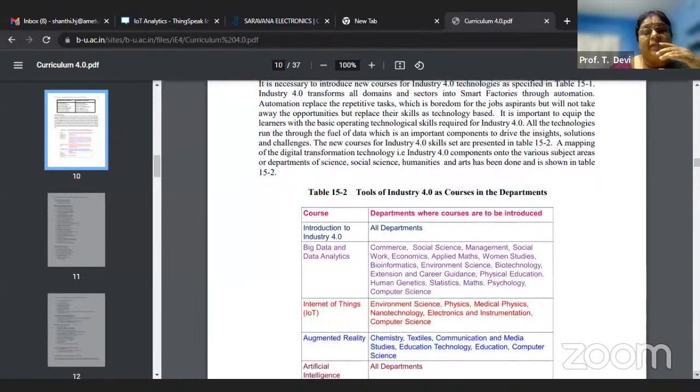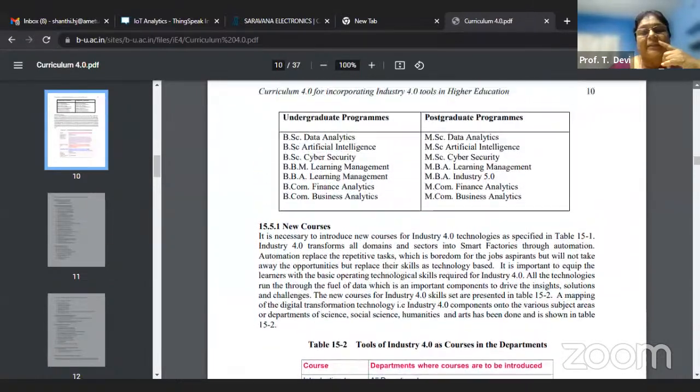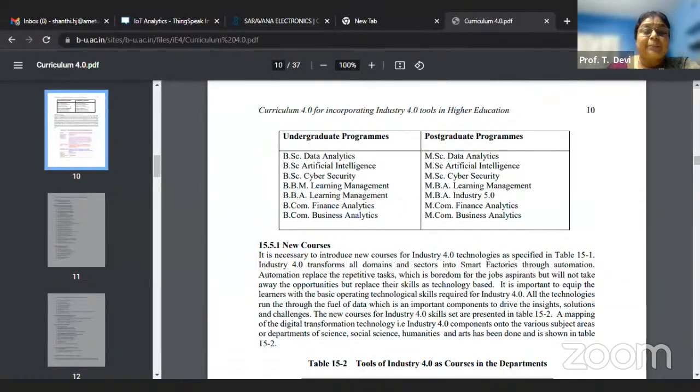You can see BCom Finance Analytics. Page up a little bit. These are the undergraduate programs which are newly introduced: BSc Data Analytics, BSc Cybersecurity, BBM Learning Management, BBA Learning Management, MSc Data Analytics, MBA Learning Management. Last week I saw in NUS, National University of Singapore, they have introduced MSc Industry 4.0. MCOM Finance Analytics, MCOM Business Analytics, MCOM Cloud Commerce. Okay, page down.